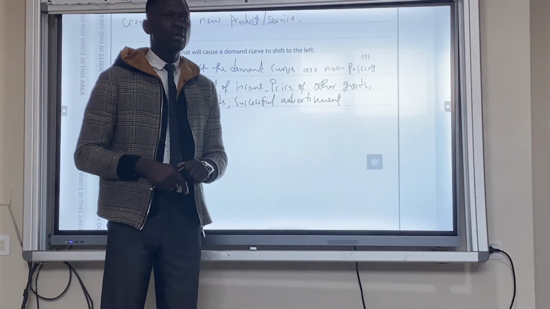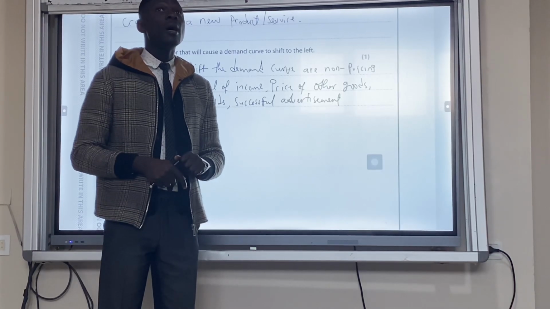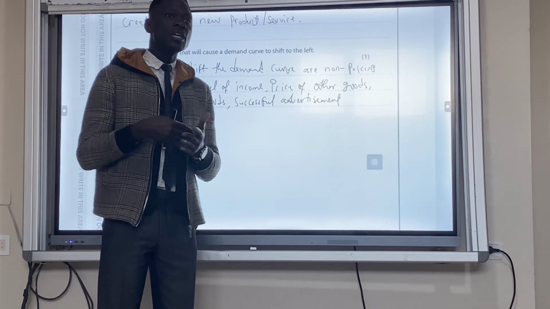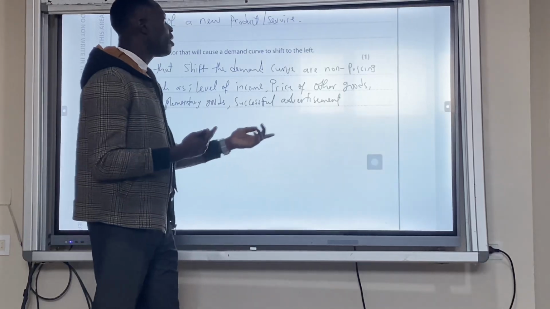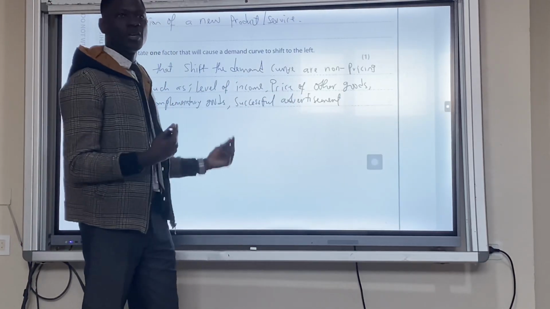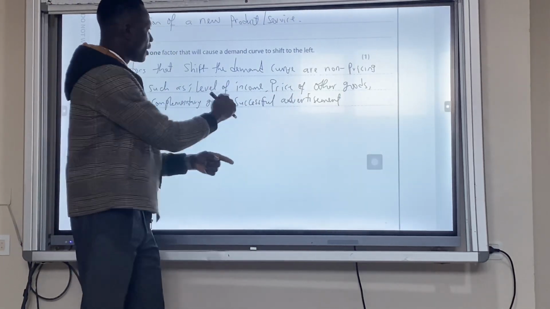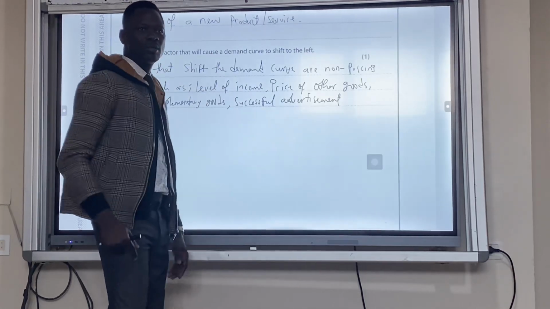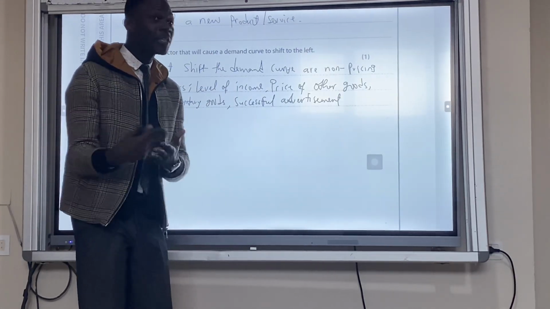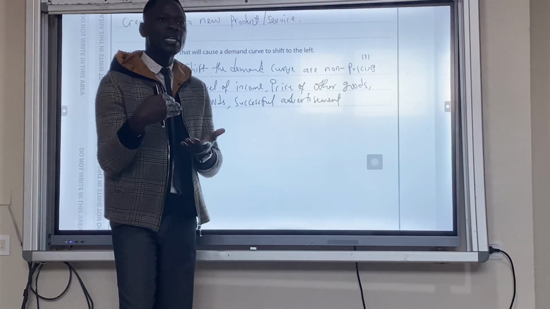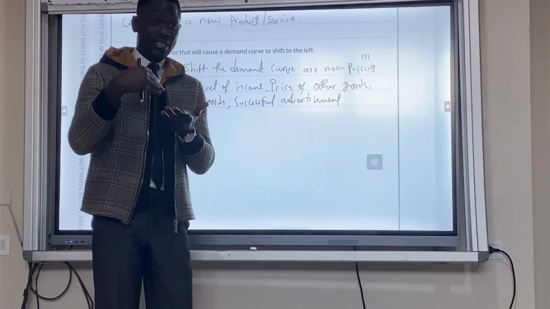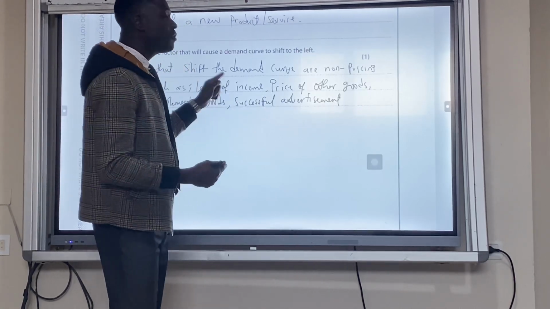No. Taxes. Tax on what? On income. Yes. Tax on income will determine if the income level is falling. So high taxes go with income, because you pay tax on income, yes or no? So if the tax on income is increasing, it means your level of income will fall.